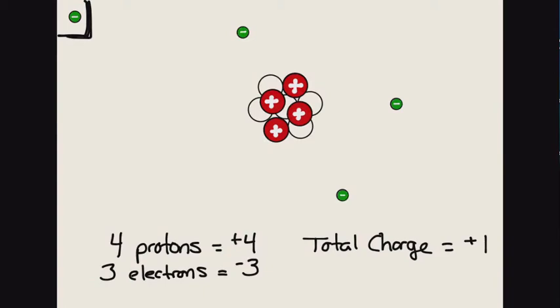When this happens, and there is an imbalance, then we would say we no longer have a neutral atom. We have something called an ion. That's what we're working with. It's an ion. We're not talking about the car, the Ion. Tiny little car it is.